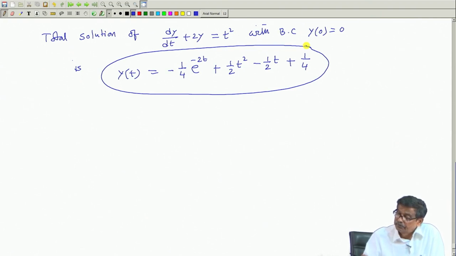Minus 1 by 4, minus 1 by 4, at t equal to 0, it will vanish, and these two terms are already 0 at t equal to 0. So, at least it is satisfying, hopefully it is correct. Therefore, you see, to solve the differential equation, at least first order differential equation, it is so easy.